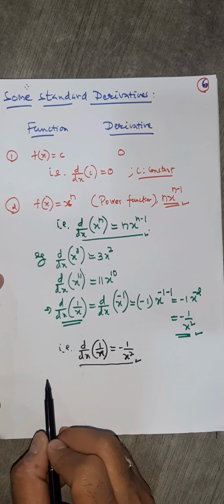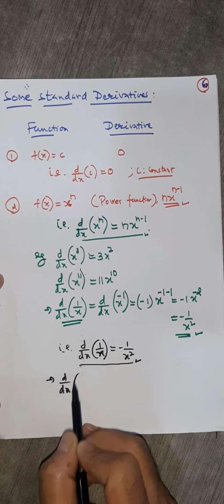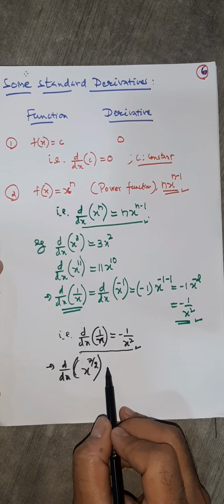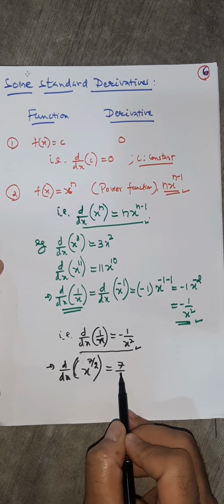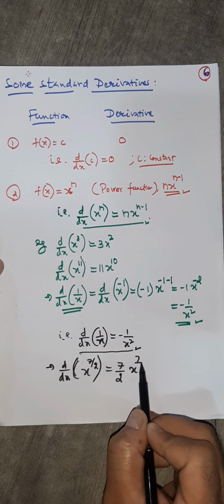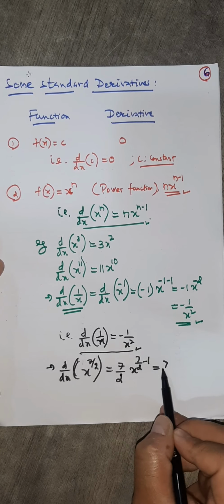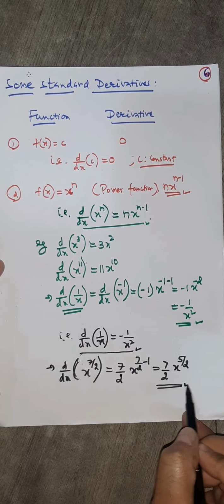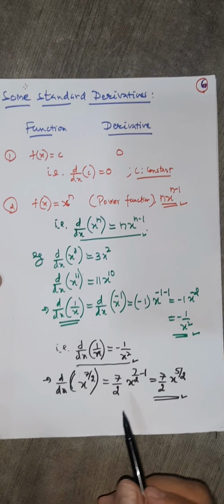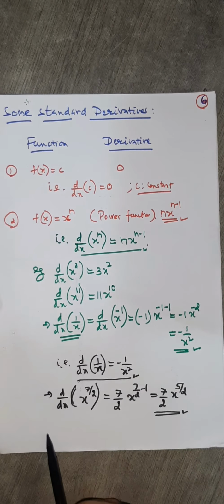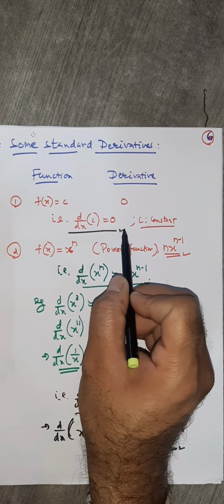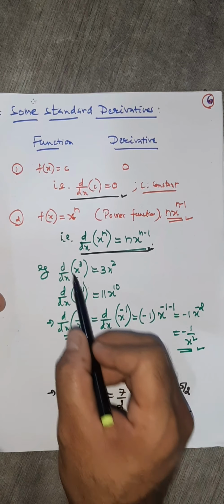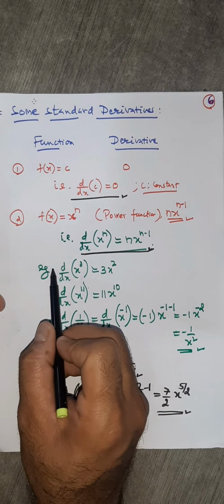Okay. Even for fractional power it will do. D by dx of, suppose you have x raised to 7 by 2. So what's the derivative of x raised to 7 by 2? 7 by 2 will come in product and 7 by 2 minus 1. So 7 by 2 into x raised to here 5 by 2. This is the derivative. Right? These are some examples to illustrate this. The first one, derivative of any constant 0. Derivative of x raised to n is n into x raised to n minus 1. There's some examples.